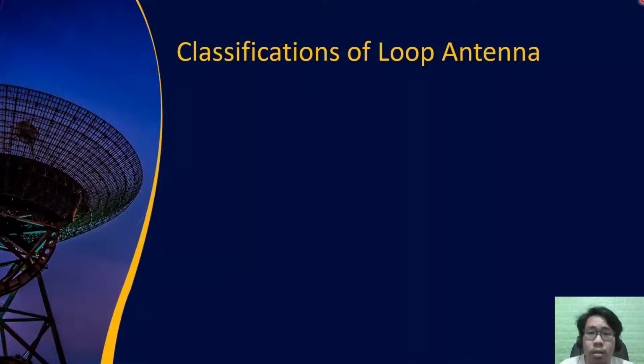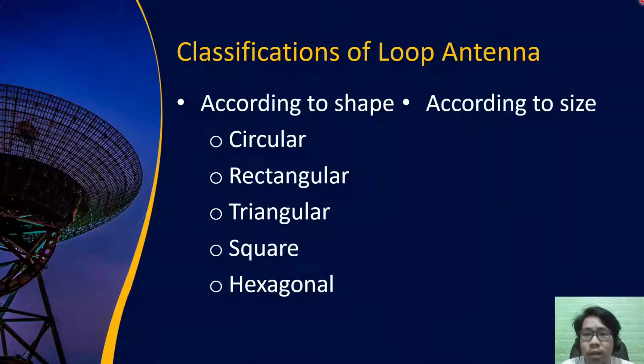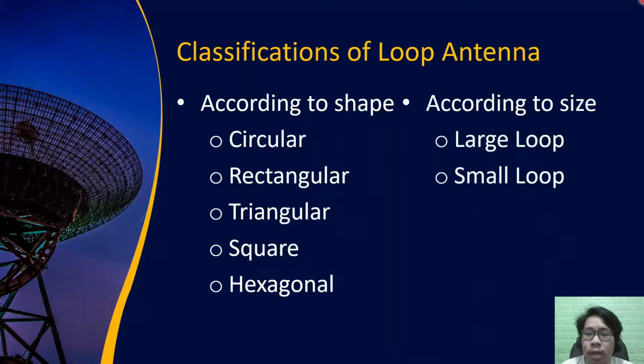So here are the classifications of loop antenna. According to shape, we can have circular, rectangular, triangular, square, hexagonal, and many more, as long as it forms a loop. And we can also classify the loop antenna according to its size. So we have a large loop and a small loop. What do we mean by the large loop and small loop here? It depends on the wavelength of the electromagnetic signals that is being transmitted or received by the loop antenna. So we will discuss it later.